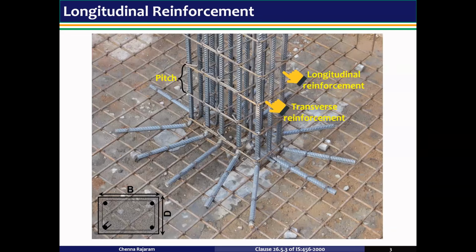In this figure, the longitudinal reinforcement and the transverse reinforcement are shown, and the distance between two successive lateral ties is called the pitch. The cross section of the column is as shown at the bottom of the figure. B is the breadth of the column and D is the width of the column.